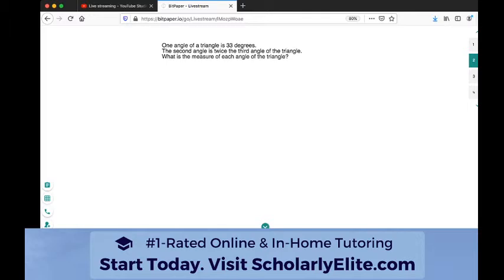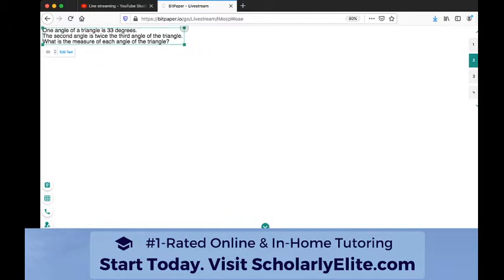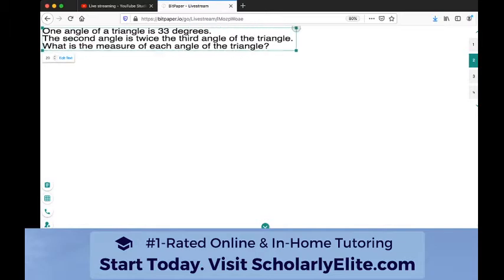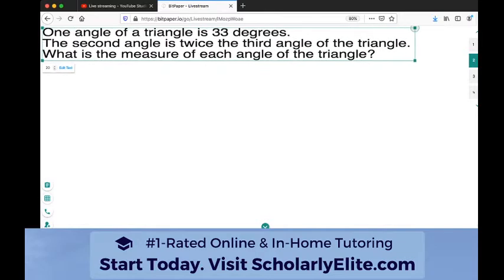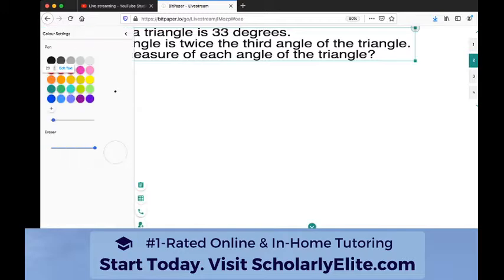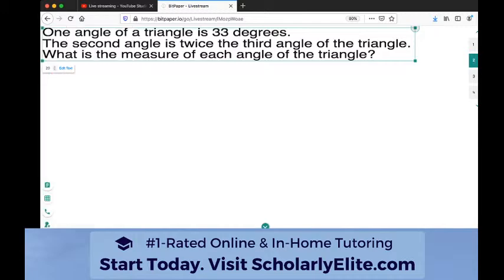Okay, this is another type of polynomial question. So let me just move this over to the corner so that we can have space. So one angle of a triangle. Oh, give me a second. There we go. One angle of a triangle is 33 degrees. The second angle is twice the third angle of the triangle. What is the measure of each angle of the triangle?